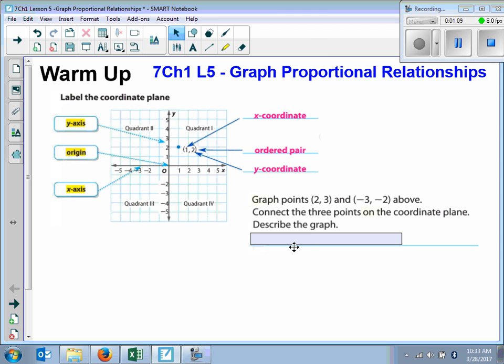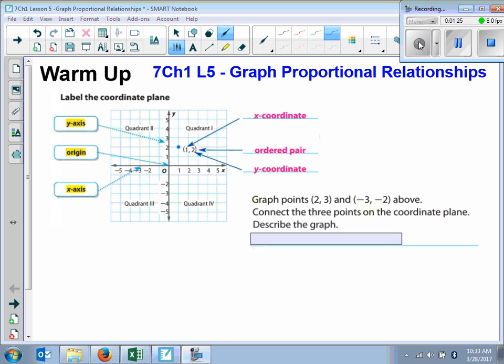All right, so now the second part of the warm-up says graph the points (2, 3) and (-3, -2), and then connect the points on the coordinate plane and then describe the graph. So we've got 2, 3: 1, 2, and then 1, 2, 3 right up there. And we've got -3, and then 1, 2, 3, and -2 down here. And then it says connect the points on the coordinate plane. All right, so there's our graph.